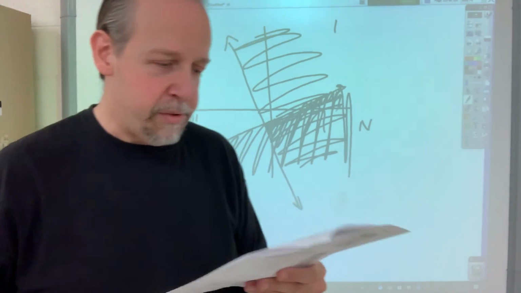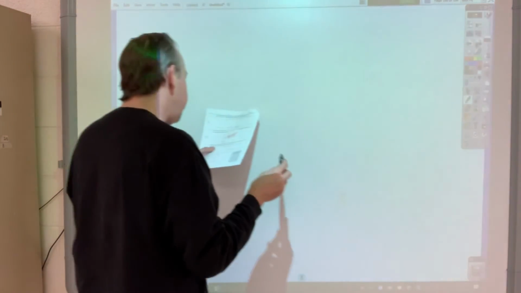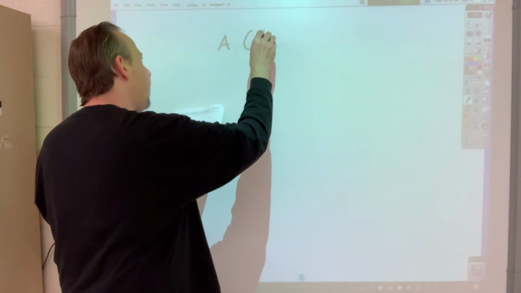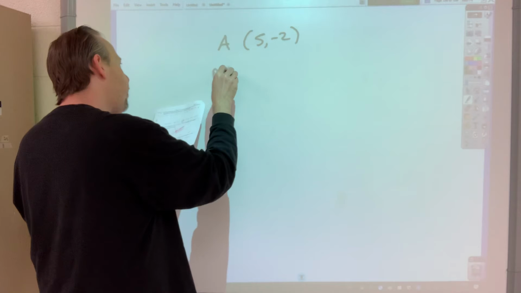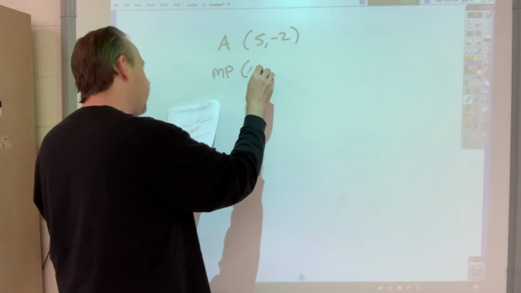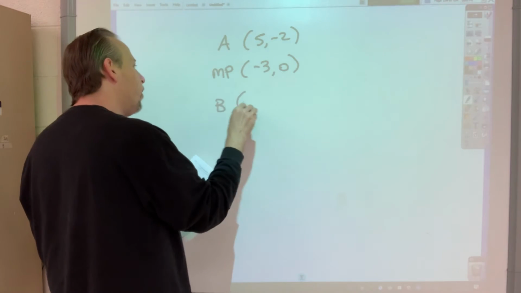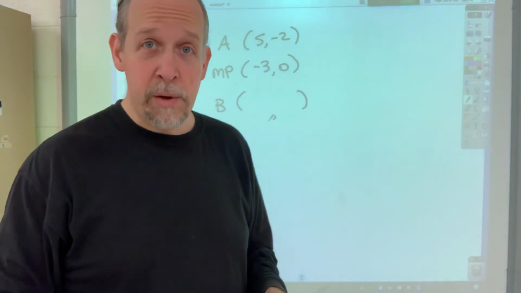Number 6, I was surprised that we had so many wrong answers, because again, what I'm telling you is that it's just counting. Point A is at 5, -2. The midpoint is given to you as -3, 0. We want to know where coordinate B is. Please just count. That's how we solve these problems.